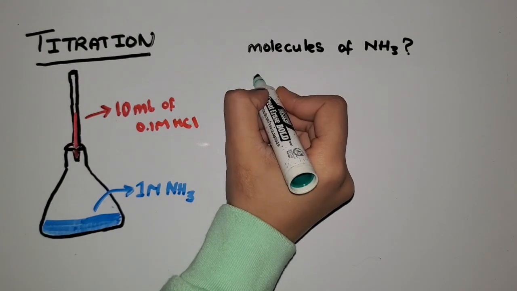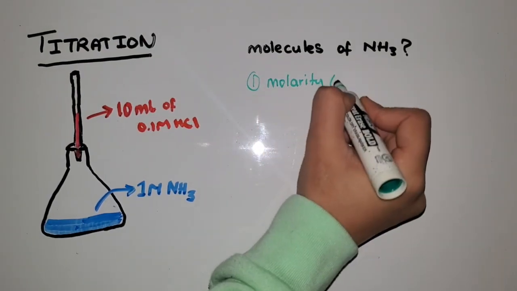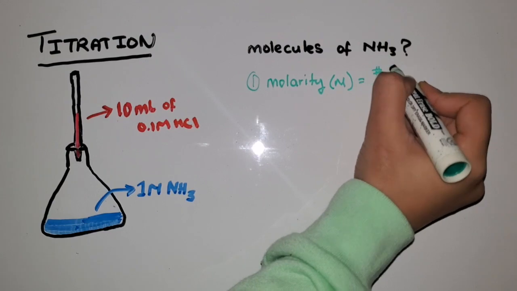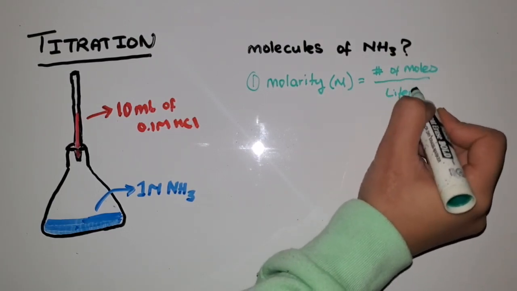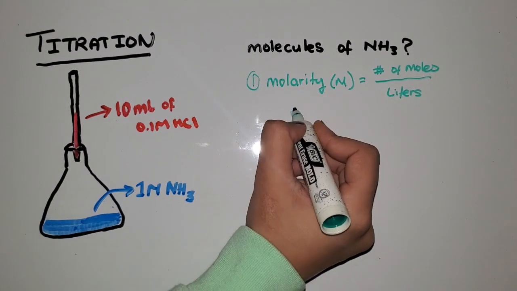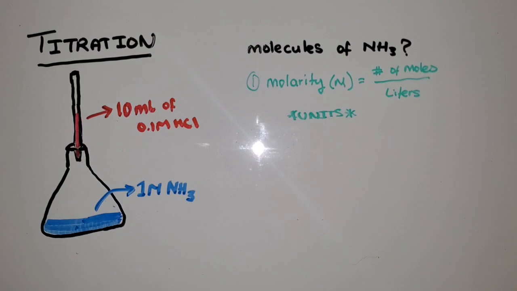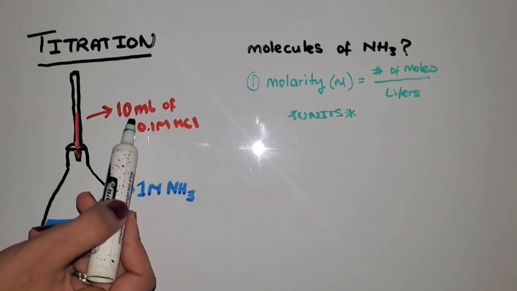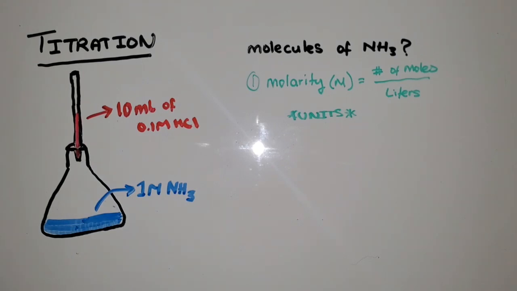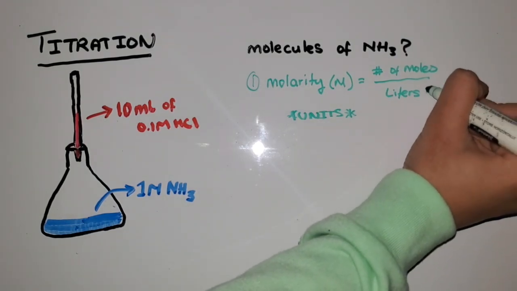So, first thing is the molarity equation. So, concentration is equal to the number of moles divided by liters. Now, it's very important to remember units in this case. As you can see, our question gave us the volume in mLs. So remember that at some point you will be converting from mL to liters.